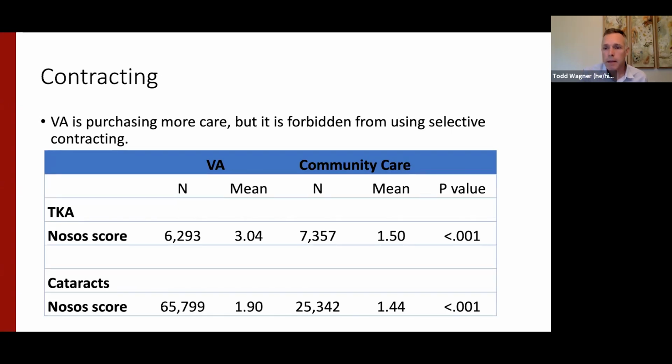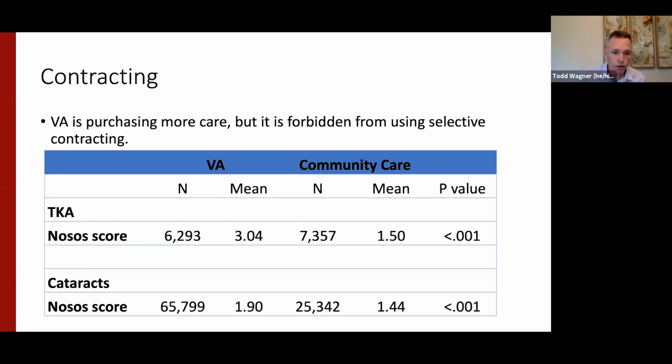So in many regards, this is work that I've done with folks here at VA, including Alex in the department. We see that the VA is purchasing more care. It's forbidden from using selective contracting. So you could right off the bat see we were interested in understanding, should VA be concerned about this?